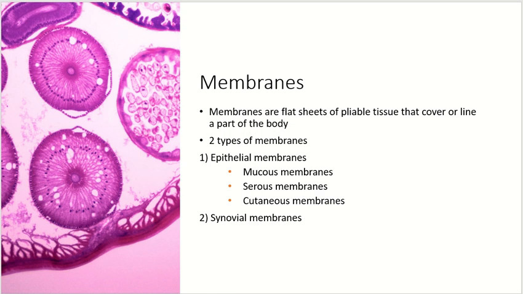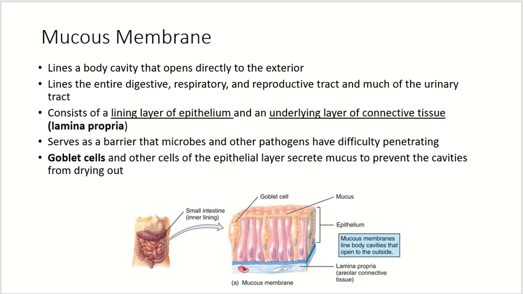We've got our serous membranes that we mentioned during our first lecture. And we've got our cutaneous membranes. And then we've got something that doesn't quite fit. We've got these synovial membranes. So we've got essentially four types of membranes here that we're going to discuss. So our first type of epithelial membrane is going to be the mucous membrane.